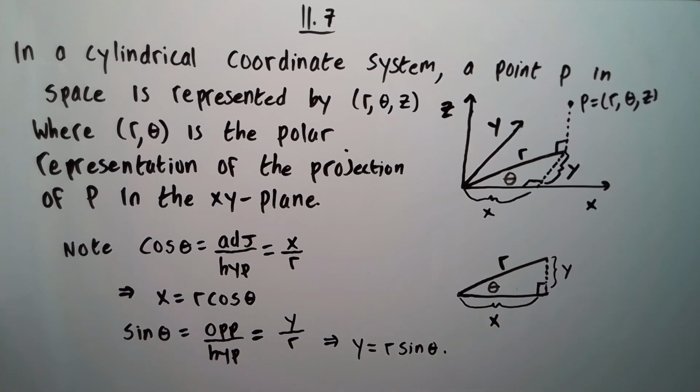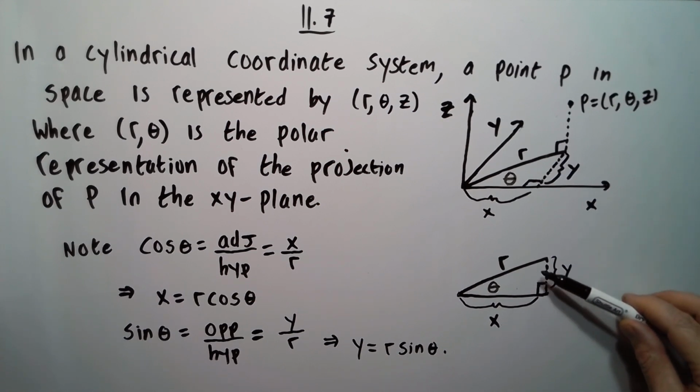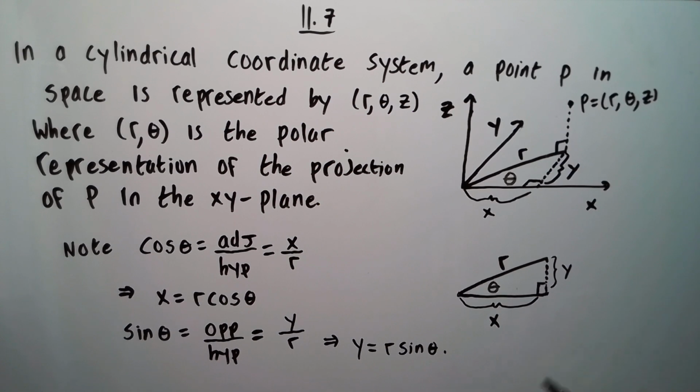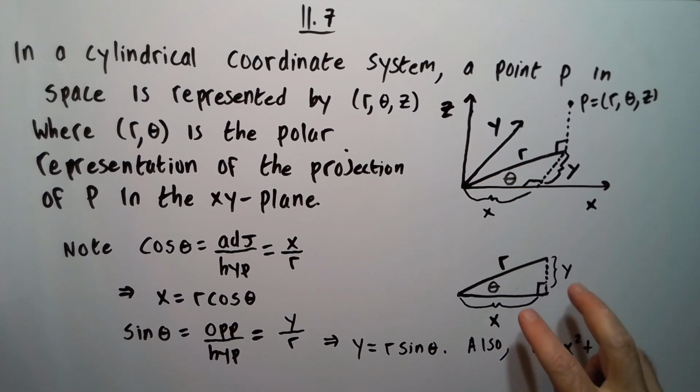The last thing to notice here is that this is a right triangle. So using the Pythagorean theorem, x squared plus y squared is going to equal r squared. So we have r squared equals x squared plus y squared by the Pythagorean theorem. Now let's look at an example. I'm going to erase this stuff now.